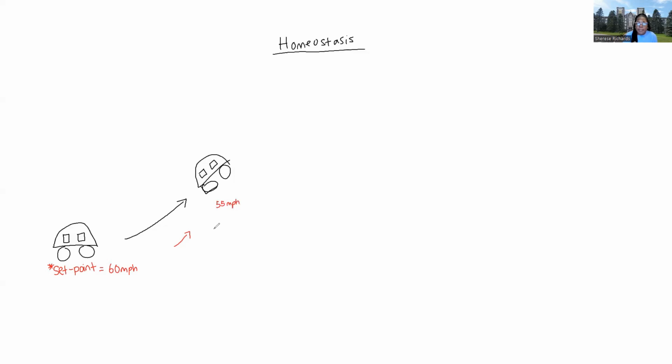All right, and because the speed has decreased below our set point, this is going to set off an alert, which is called our error signal, right? So now that 55 miles per hour is below our 60 mile per hour set point, this will set off an error signal, right? So there's a decrease in speed, which sets off an error signal.